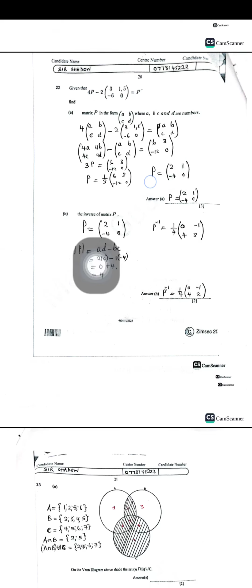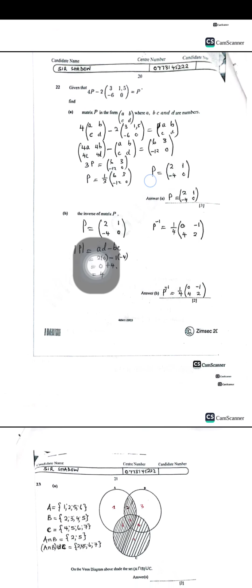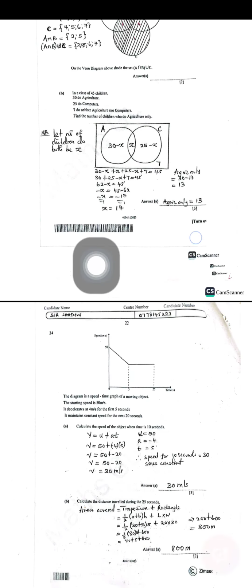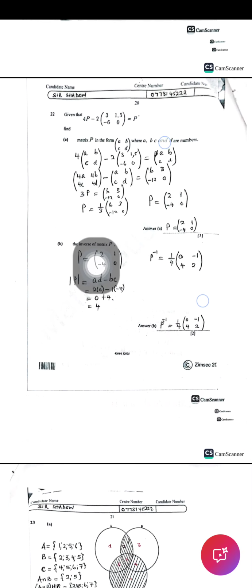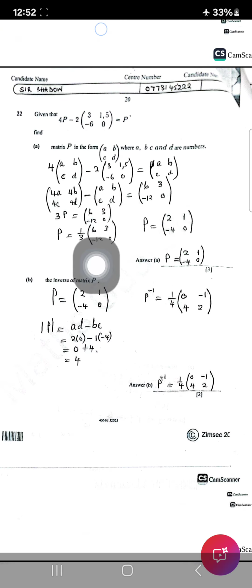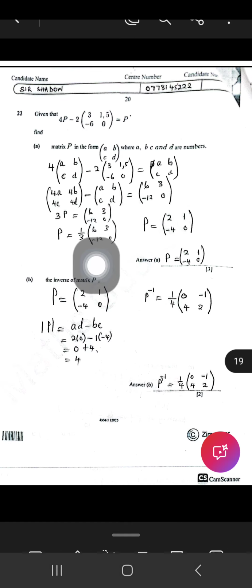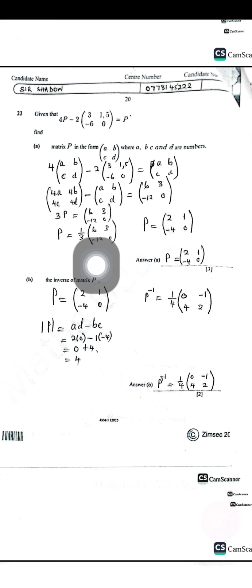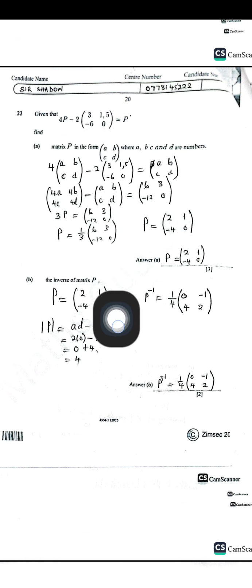Right, let's move on. Question number 22. We are given that 4P minus 2 open bracket 3 1, 5 minus 6 0 is equal to P. Find the matrix P in the form A, B, C, D, which means to say the matrix P is also a 2 by 2 matrix.